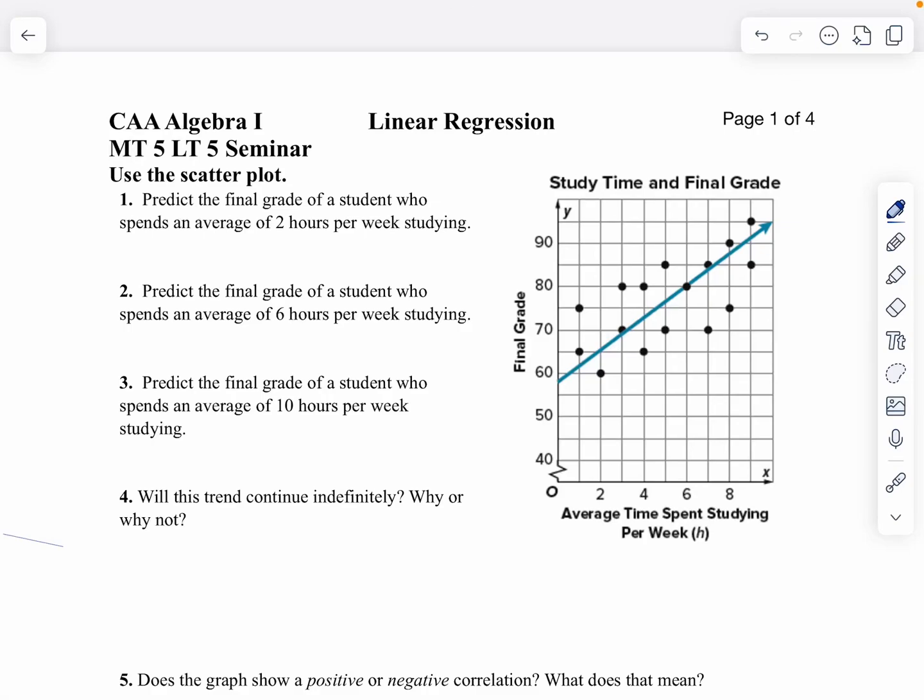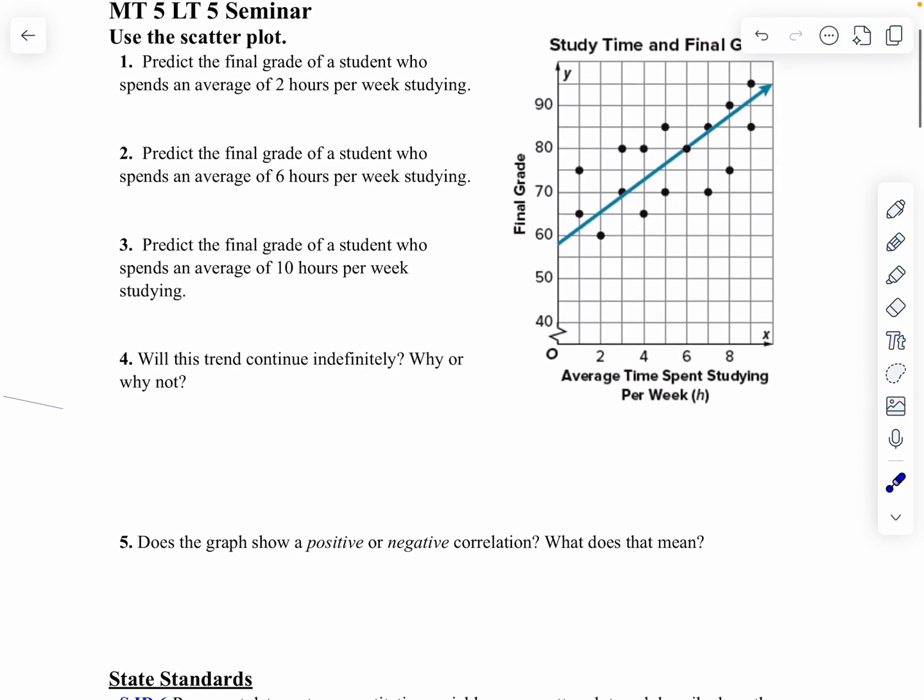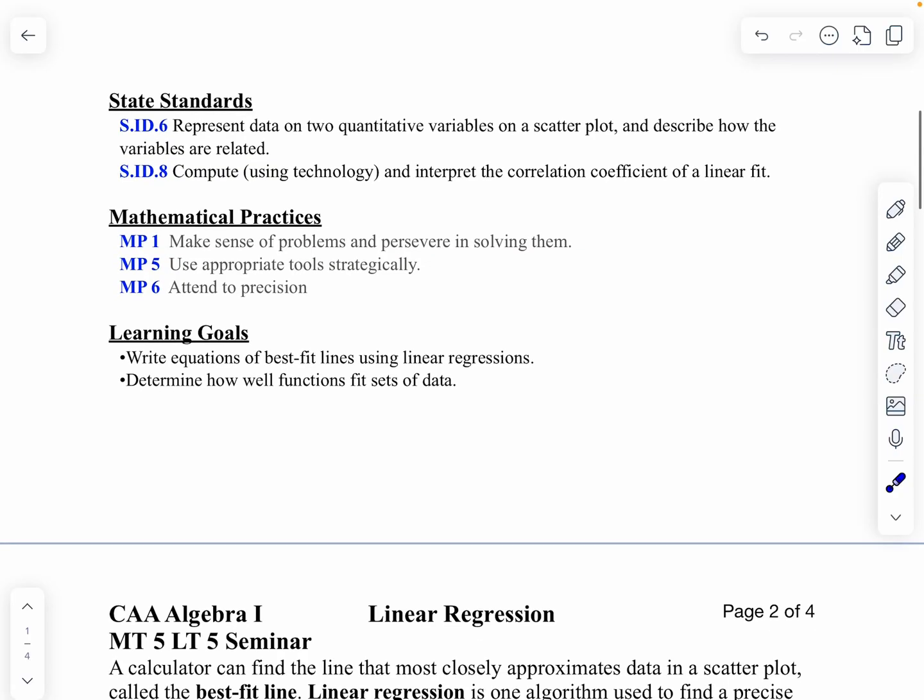Look at linear regression, your MT5, LT5 seminar. Before you start, do the first 5 questions so you understand where we're going with this lesson and get your knowledge ready for what we're going to be learning.